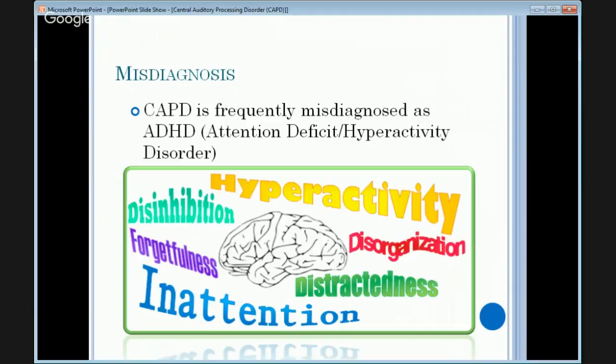symptoms of CAPD. Students get distracted by different noises they hear, different sounds. They have trouble locating where those sounds are coming from. They have trouble paying attention in class because if you're not sure what's going on, you can't pay attention. They may forget the directions, primarily because they didn't understand the directions and they couldn't process those directions.